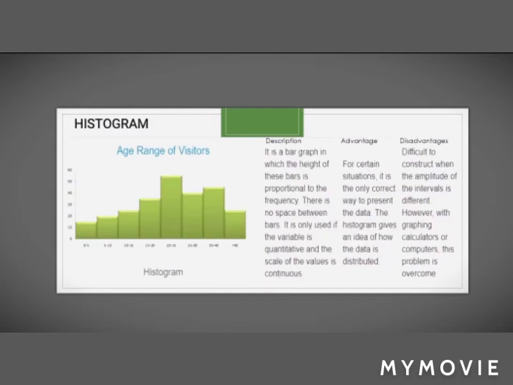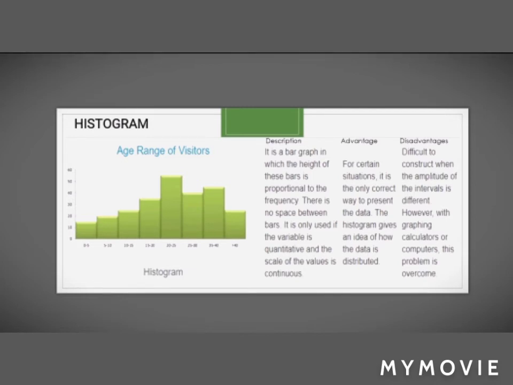Histogram. It is a bar graph in which the height of the bars is proportional to the frequency. There is no space between bars. It is only used if the variable is quantitative and the scale of the values is continuous.